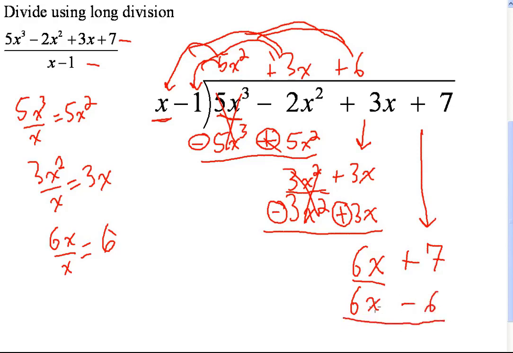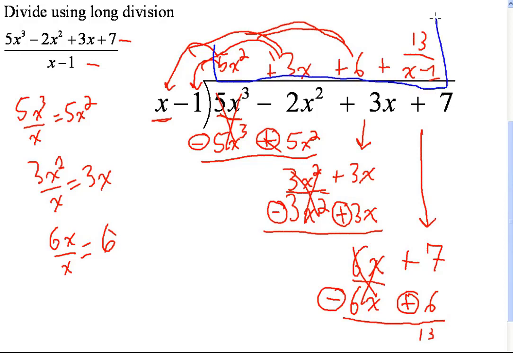And I'm going to change the signs. So positive 6x becomes negative 6x. Negative 6 becomes positive 6. Let's cancel out. 7 plus 6 is 13, and that's my remainder. So it's positive 13, so I'll write plus up here, and I take my remainder and write it over what I divided by, which was x minus 1. So the final answer here is 5x squared plus 3x plus 6 plus 13 over x minus 1. And that's a look at polynomial long division.